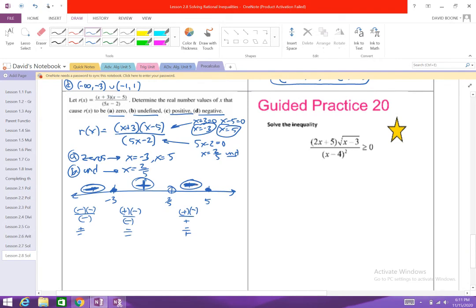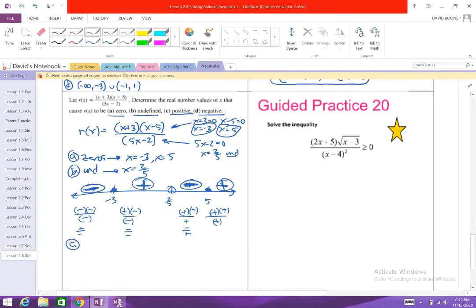All right. Last one here, let's just pick a number like 6. That's bigger than 5. So 6 plus 3 is 9. That's a positive number. 6 minus 5 is 1. That's a positive number. And then 6 times 5 is 30. Minus 2 is 28. That's a positive number. So everything's positive here, so this is positive.